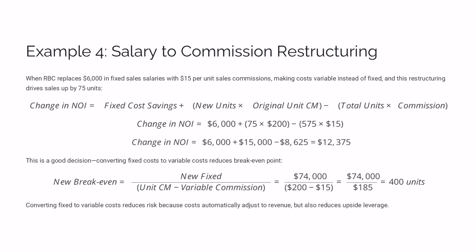When Best Buy faced competition from Amazon, they converted many floor salespeople from hourly wages, fixed, to commission-based, variable, reducing their break-even point by 30% and allowing them to survive while Circuit City, who kept fixed salaries, went bankrupt.